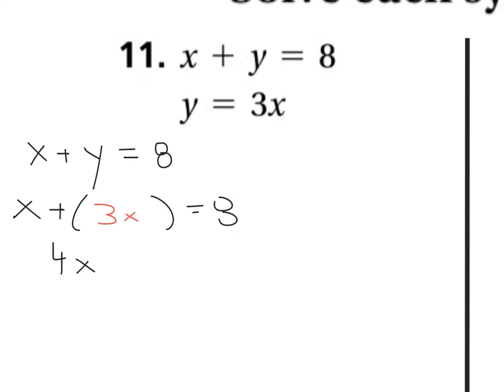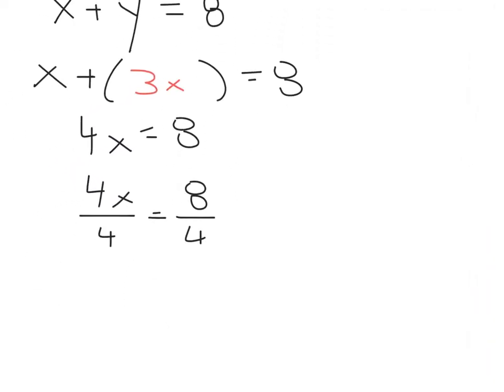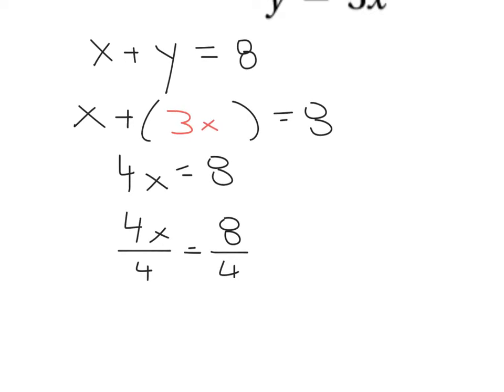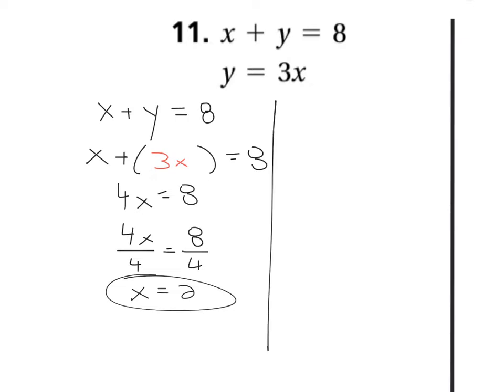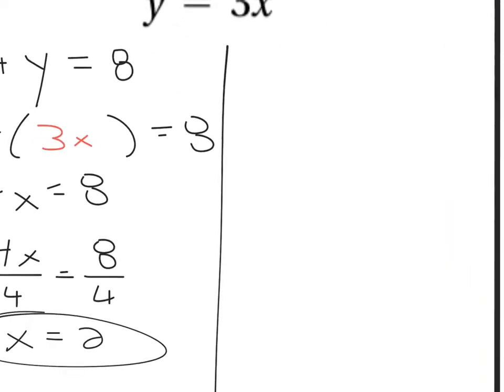And now when we simplify this, we get 4x is equal to 8. And if we write 4x divided by 4, the coefficient of the variable, equals 8 divided by 4, we get x equals 2. So this is a part of our solution. Why is it only part of our solution? Because we actually need to now find y.